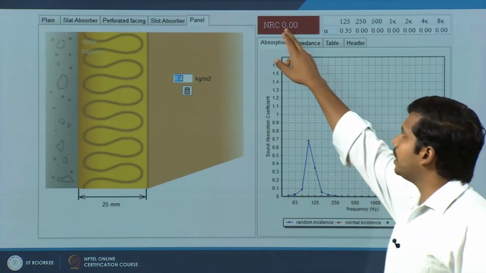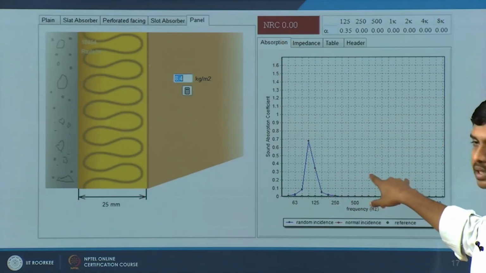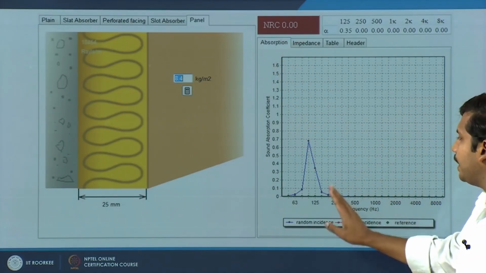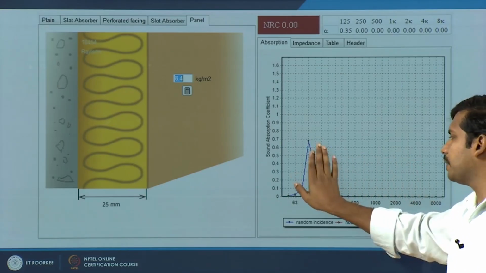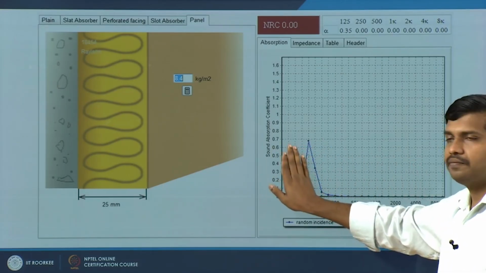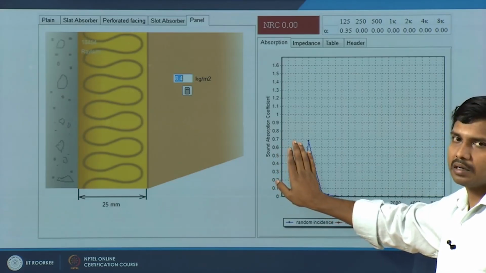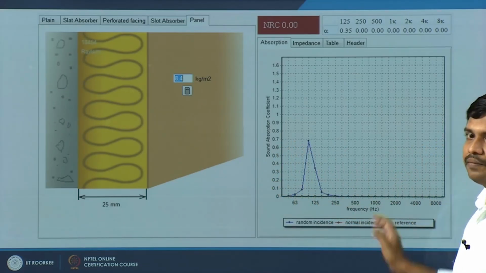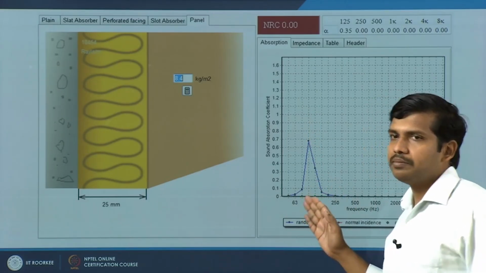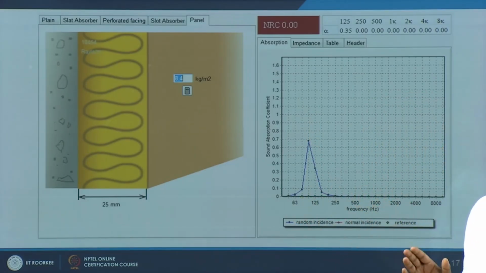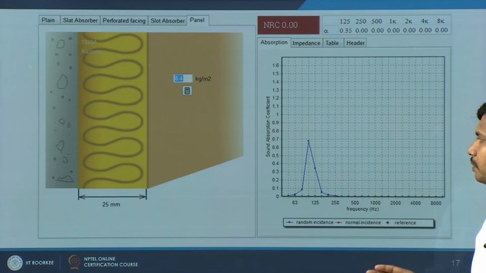But if you take a look at the NRC, it will show 0 because it is only taking into account frequencies after this particular frame. This lower frequency of 63 and 100 hertz is not covered here. If at all you require this particular frequency absorption, sometimes thin panel absorbers would be really of good help.